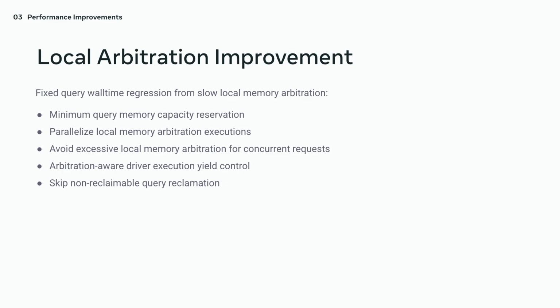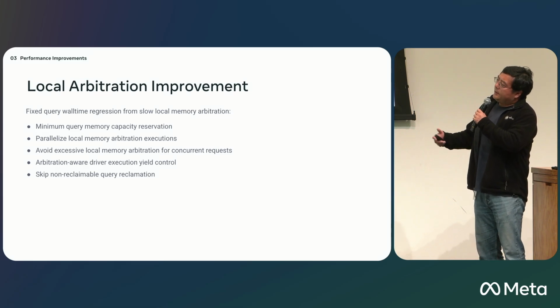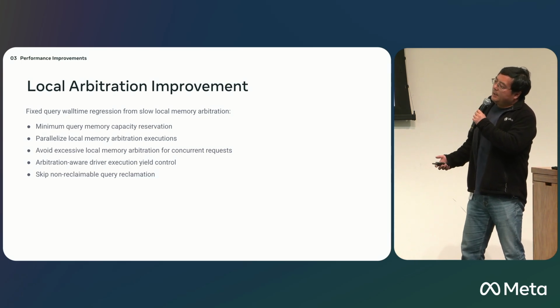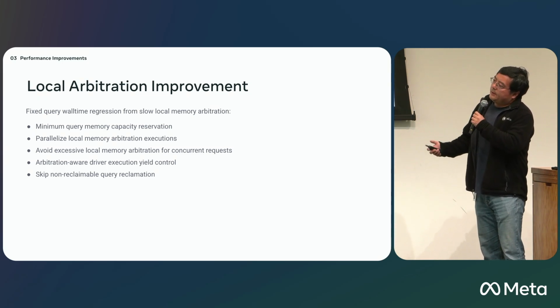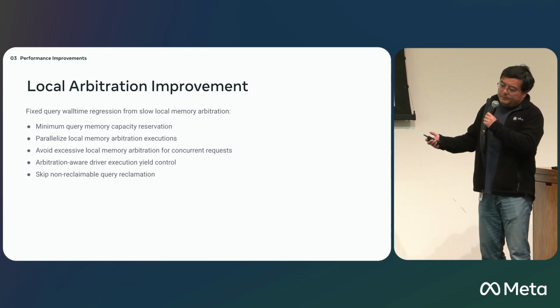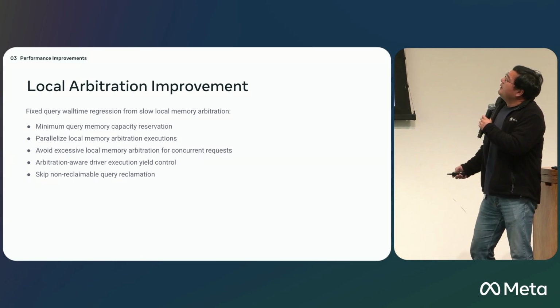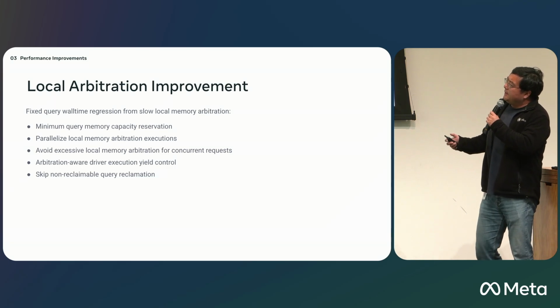And during this process, we also did a bunch of other optimizations to make the memory arbitration process more efficient. We avoid excessive memory arbitration for concurrent requests from the same query. Before we start a new arbitration request, we first check whether the memory pool already has sufficient free capacity freed by the previous request, so that we don't have to start a new arbitration. We also introduced an arbitration-aware driver yield control mechanism. A driver will yield its execution if the associated query is under arbitration processing, so that we avoid unnecessarily blocking the driver threads. We also did optimization to skip reclaim from non-reclaimable queries to avoid unnecessary task pause and resume operations. With all these improvements together, we effectively solved the slow query wall time issues.